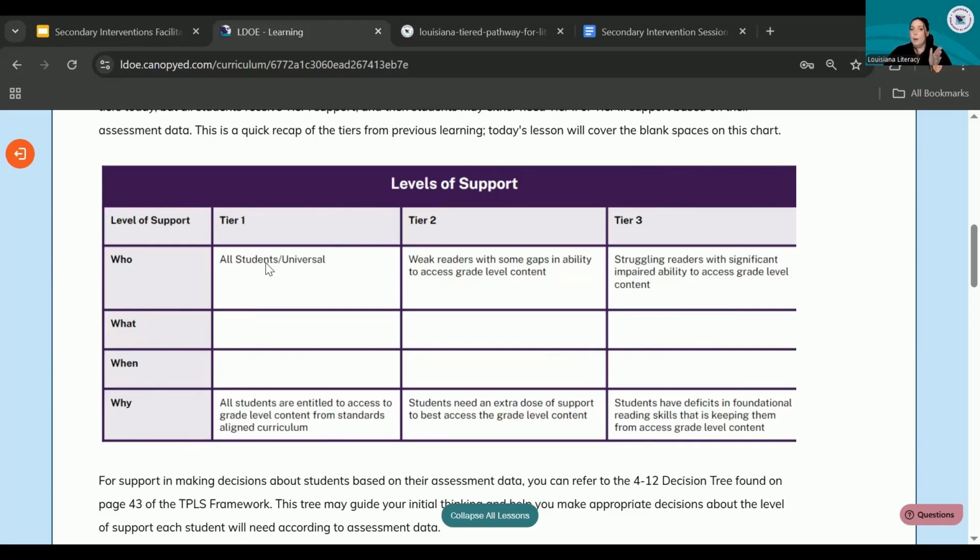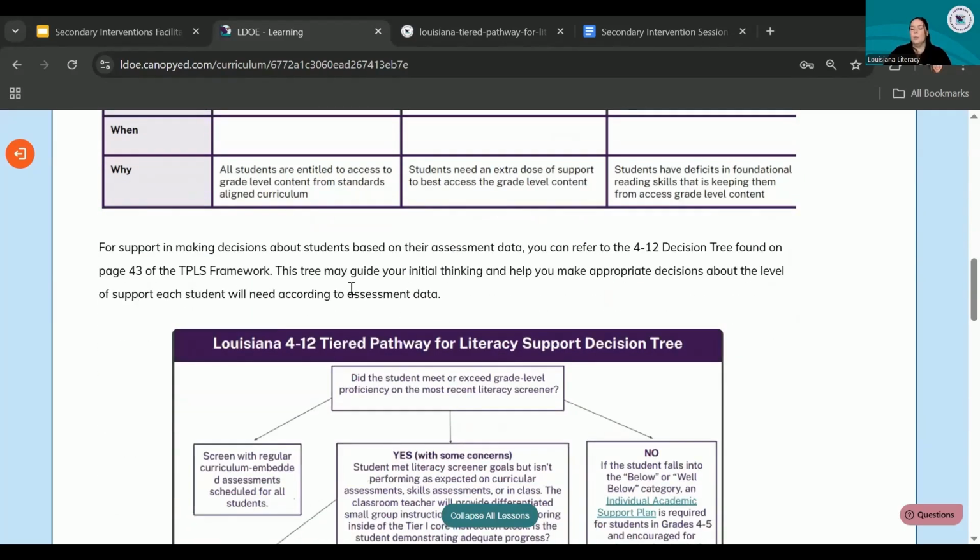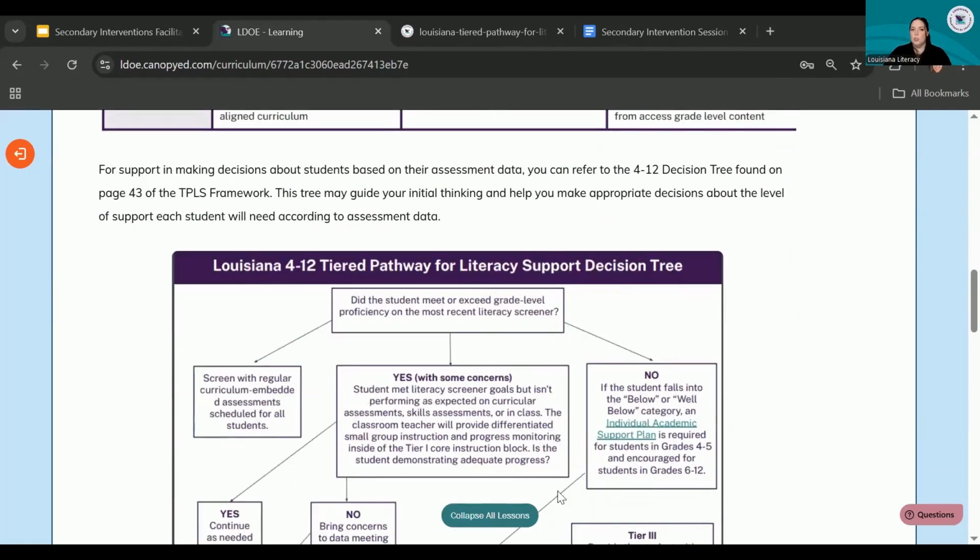And you will hear me say this about 8 million times today, and you probably heard it about 8 million times last session if you were on. It is very important that you all remember that Tier 1 is a universal support. Every single student on your campus, all your diverse learners, they all should be receiving that Tier 1 high quality core instruction through HQIM. So it doesn't matter if they are struggling or weak readers, they are also receiving this no matter what.